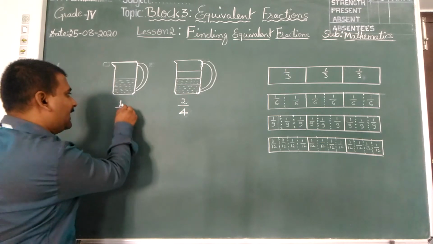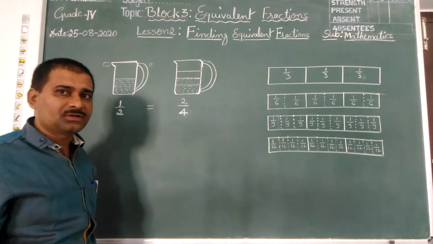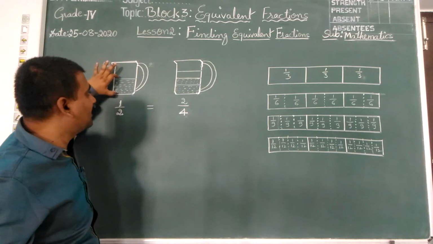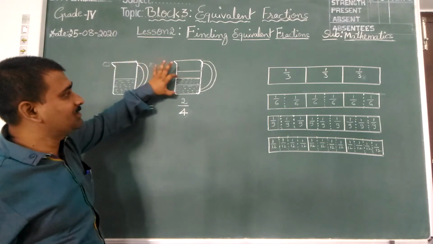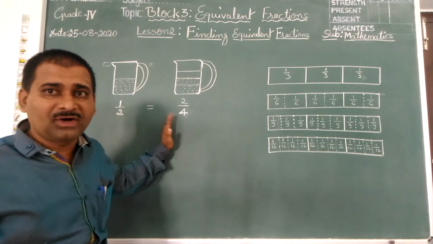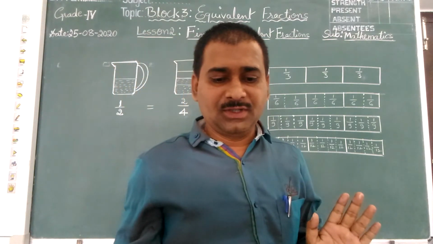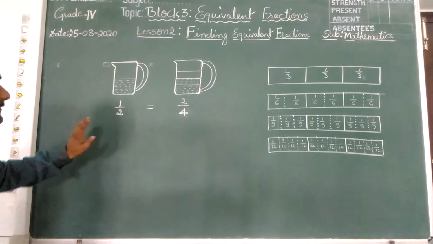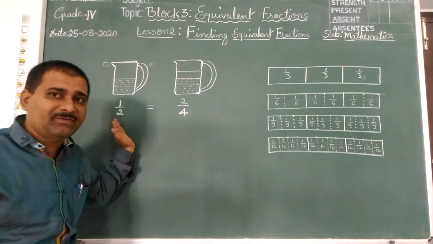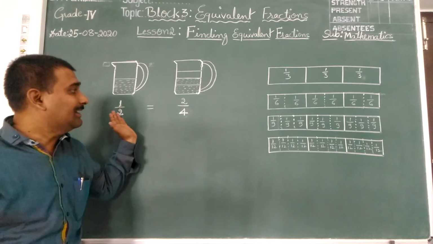So now I can say this 1 by 2 is equal to 2 by 4 because the quantity of water has not changed here. How much water is filled? The same quantity of water is filled here. There is no change. Therefore, these two are equal. Therefore, 1 by 2 and 2 by 4 are equivalent to each other. So, the fractions which represent the same or equal value.